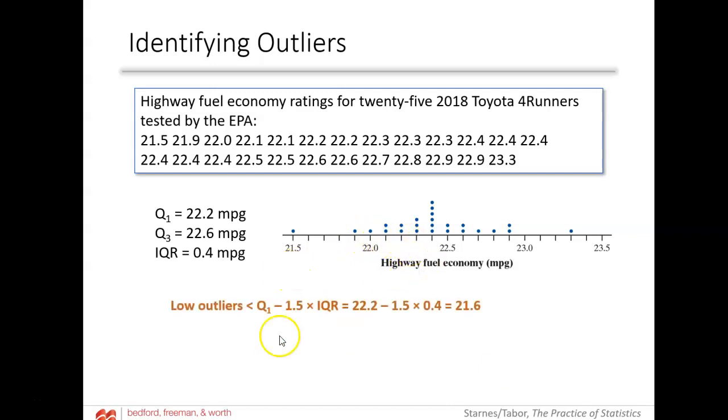So the lower outliers would be anything that is smaller than Q1 minus 1.5 times the interquartile range. So if they do that calculation, the lower outlier would be less than Q1, 22.2, minus 1.5 times 0.04, and that came out to 21.6. So right here is 21.6. No, I can't count. This is 21.6. So if anybody is smaller than that, to the left of that, it's considered an outlier. So this guy right here would be considered an outlier.